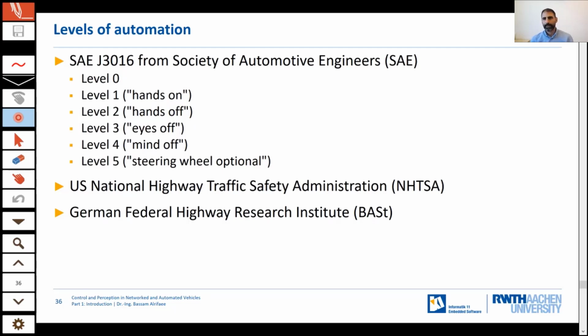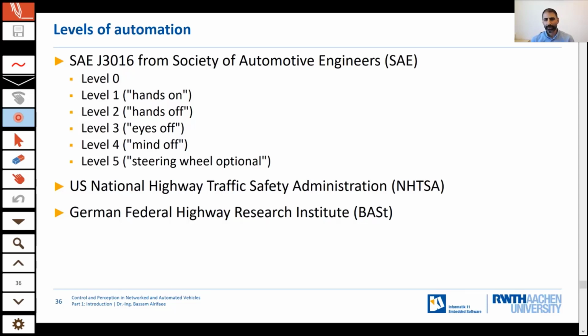Level 0, let's say, is nothing. It is the car from 20 years ago. And level 1, to be very short, is hands-on. So in level 1, you have to have your hands on the steering wheel in the car. In level 2, you can take off your hands, but you still have to watch the road. In level 3, you can look away. For example, you can look at your mobile phone and type a message. In level 4, you can also turn off your mind and do something completely different. And in level 5, you don't need a steering wheel. The steering wheel is optional.